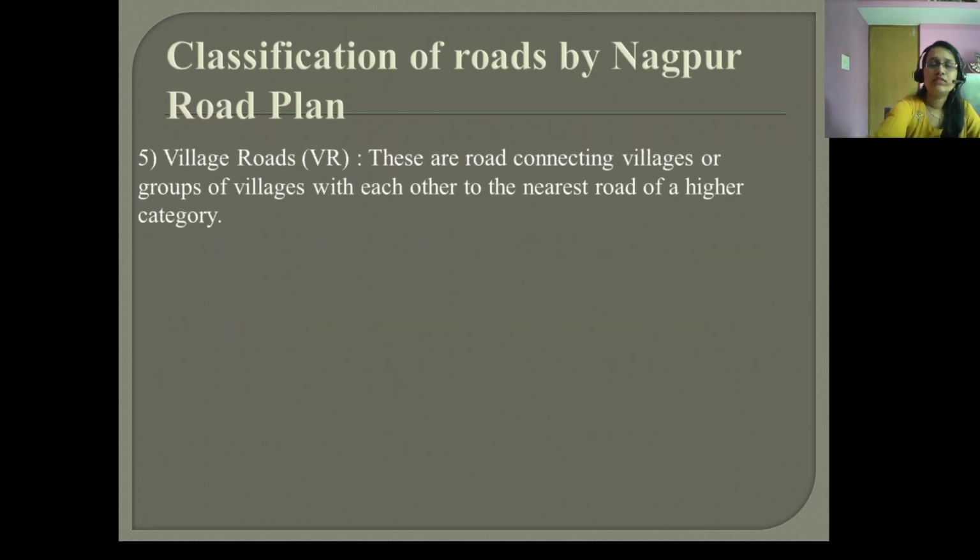Then village roads. These roads connect the villages or groups of villages. They are termed as village roads, denoted as capital VR.